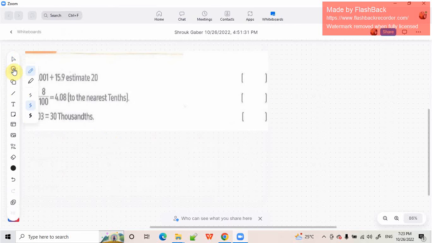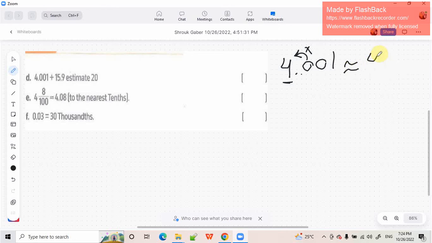Okay, here he wanted to know if I make an estimate, the answer will be 20 or not. I say before we make the addition, we must estimate each number alone. When we estimate 4.001, I will estimate to the whole number. 0 doesn't give 1, so when we round it will be 4.